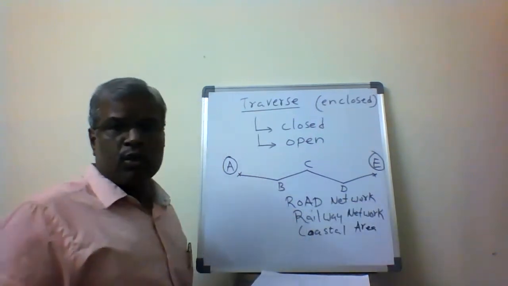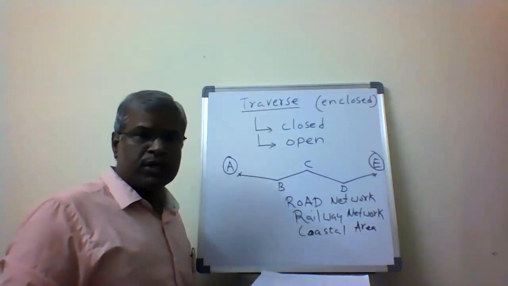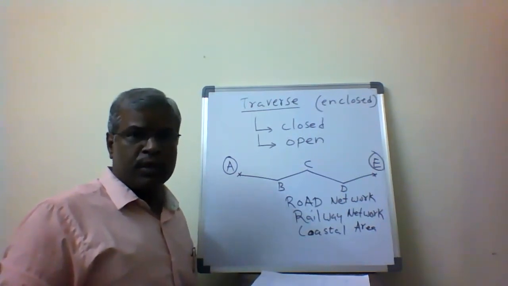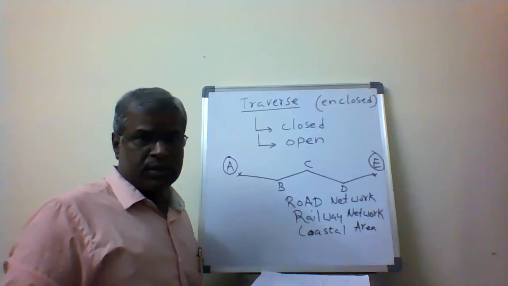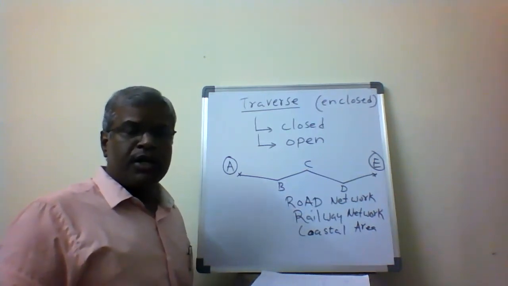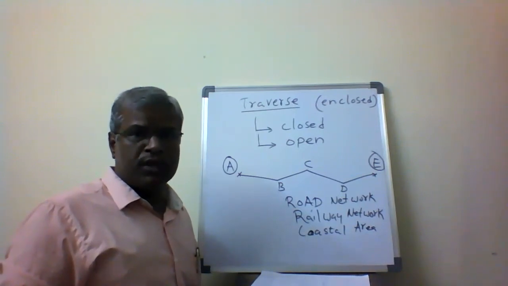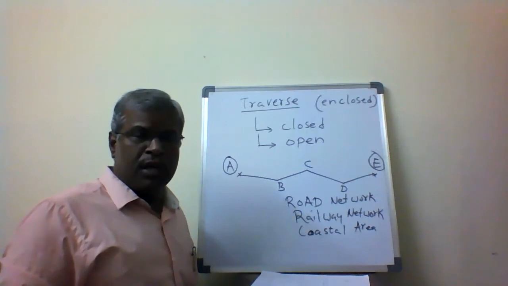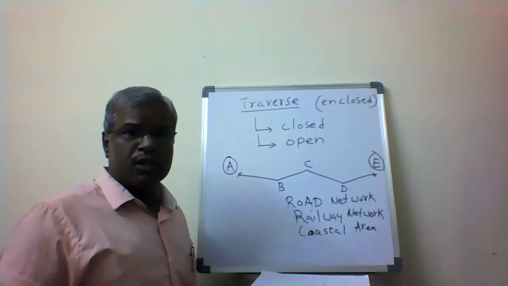So I want to measure the coastal area. How much is the total coastal area? So the coastal area is going to come under that. It is going to be called an open traverse, or infinite. The starting point and end point will be different places. Then it is called an open traverse. Road network, railway network, and coastal area, which I want to measure, all come under the open traverse.